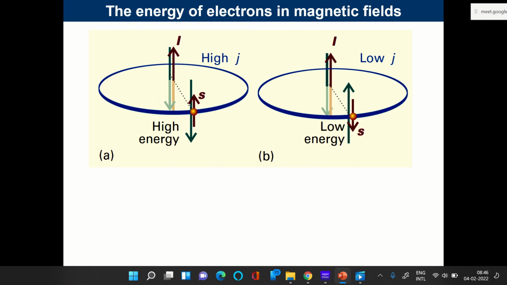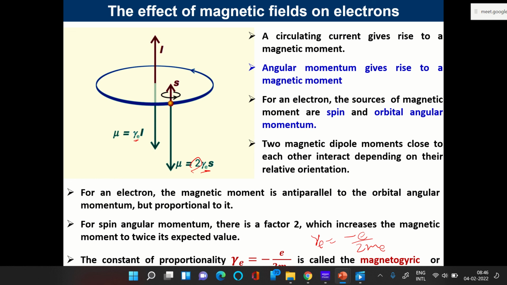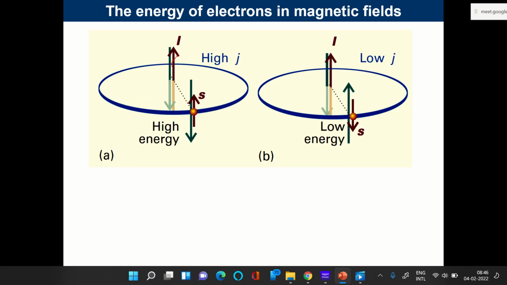So now there could be two cases. The orbital motion is like this, pointing in the upward direction. The spin is, so you can have two situations. The first one we have seen in the previous slide: L is pointing upwards, that is the angular momentum due to orbital motion, and the spin is also pointing upward. Both of these are pointing like this.